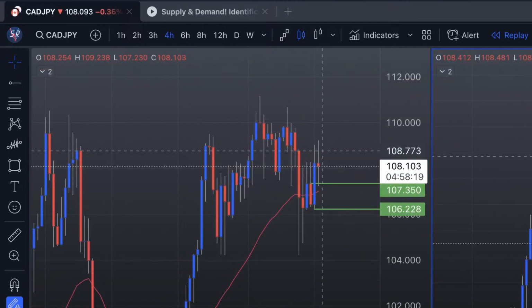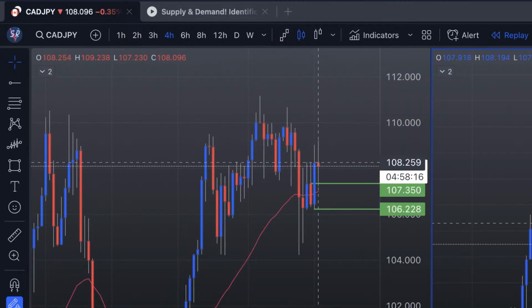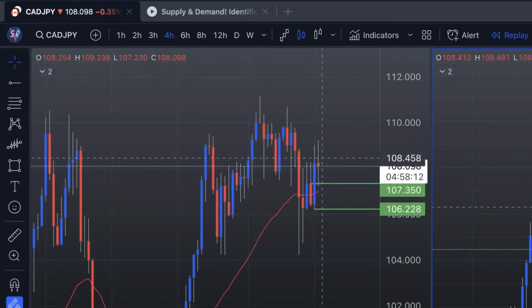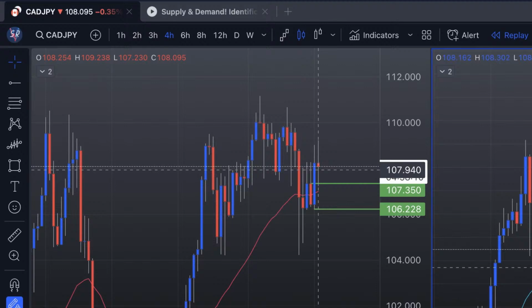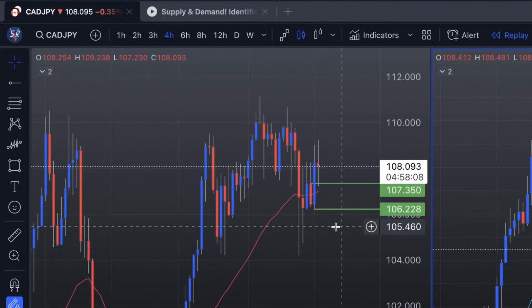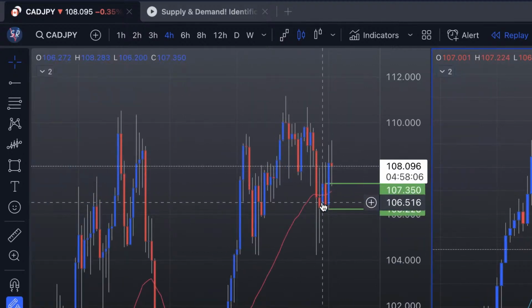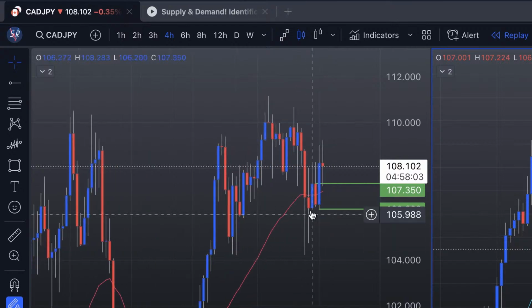This one, CAD, lost this one. Okay, this was a loser. We'll keep the lines there just so we know. Okay, that was a loser. Lower demand here. See if it sticks. It is moving out of weekly demand.